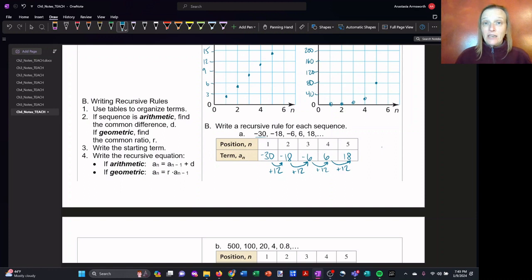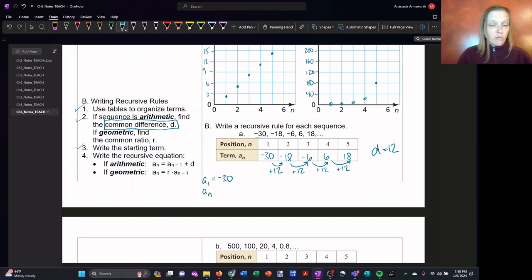Because I'm adding a consistent number, this is a common difference. The common difference is what I've just identified as being 12. This is an arithmetic sequence. My common difference is 12. I've organized the terms and determined whether I've got an arithmetic or a geometric sequence. So now I'm going to write the starting term. I'm going to say that the first term is -30.